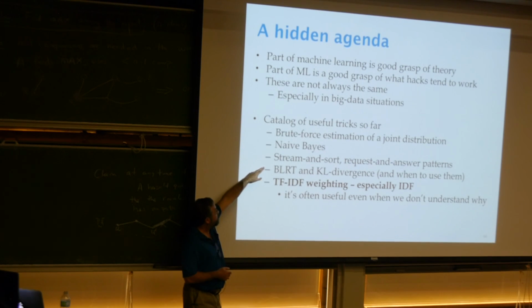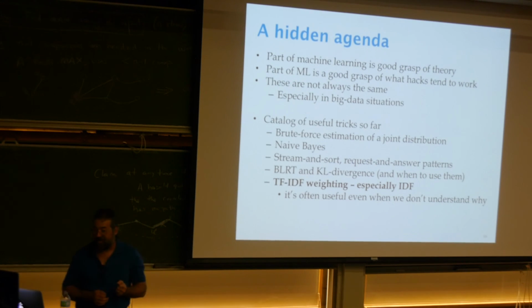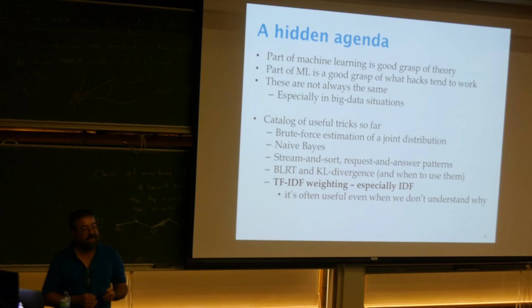We're going to talk, coming up, about two things called stream and sort and request and answer, which are basically techniques for increasing the range of things I can do with streaming algorithms. We're going to talk about this later on. So TF-IDF weighting, particularly this inverse document frequency trick, is actually useful in a lot of different settings. It's often useful even when we don't know why it's useful.